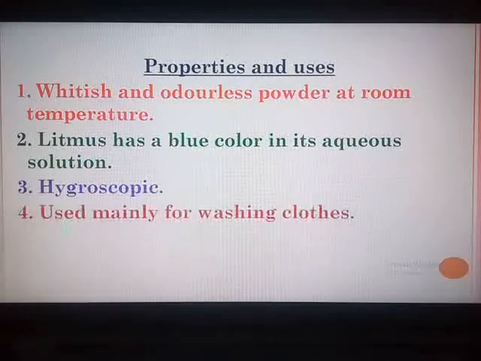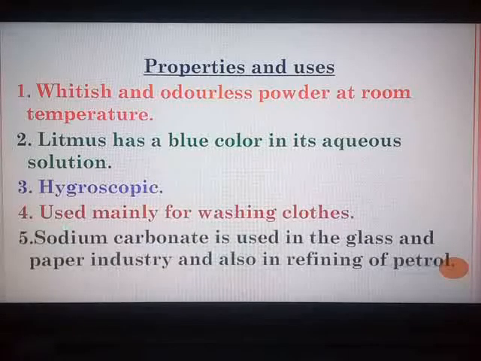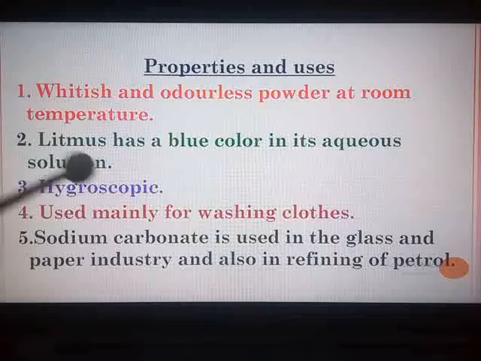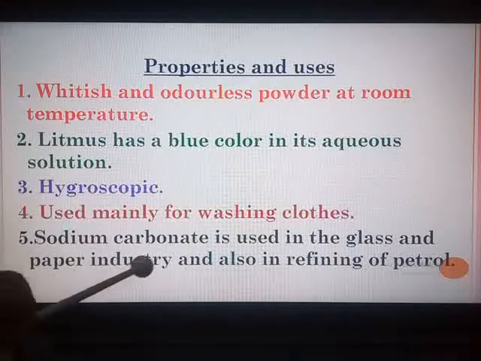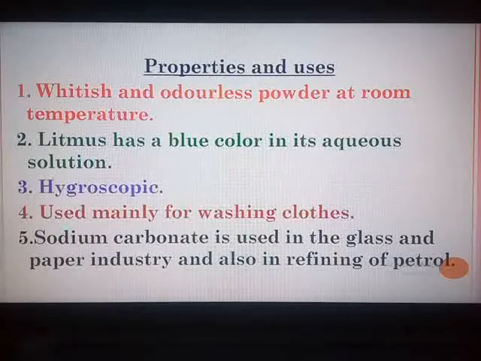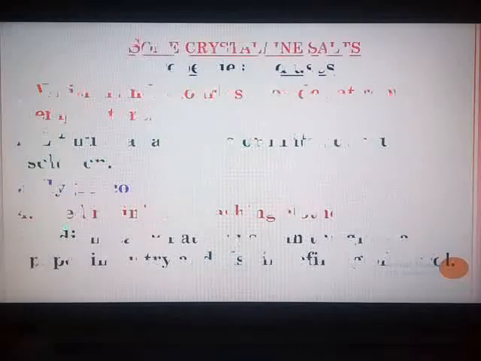It is used mainly for washing of clothes, which I need not tell you. Sodium carbonate is also used in the glass and paper industry and in the refining of petrol. With this, we complete the detailed information about all the important salts which you see around you in your day-to-day life. Now, some other crystalline salts, we are just going to see their names.